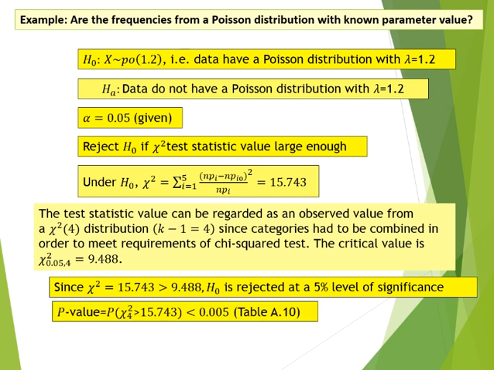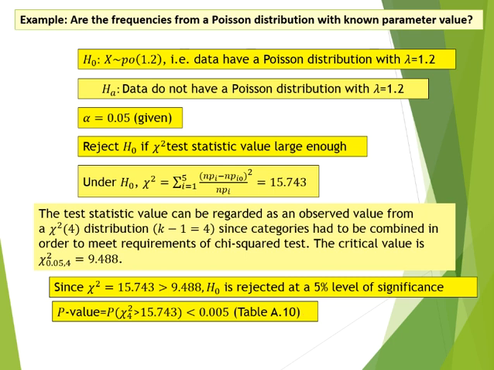The p-value can be obtained exactly, or more exactly than in the case of table 8.6, by using table 8.10, where for certain degrees of freedom you are given p-values. So in the column for 4 degrees of freedom, you look for 15.743 and you will see that that's associated with a p-value less than 0.005. I suggest you take out table 8.10 and make sure that you followed what I've just explained.